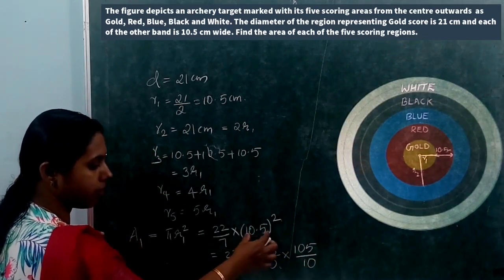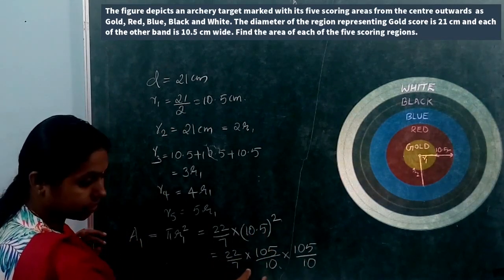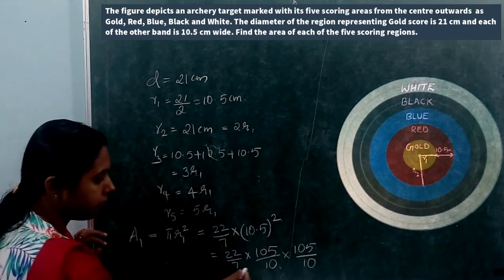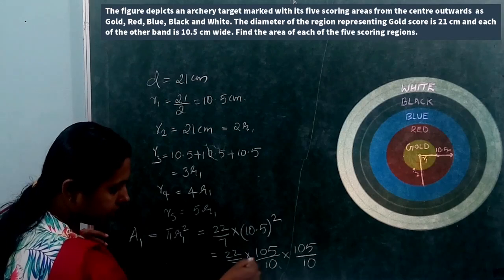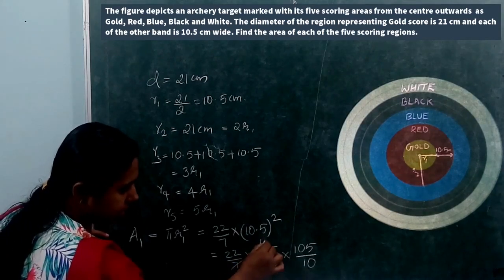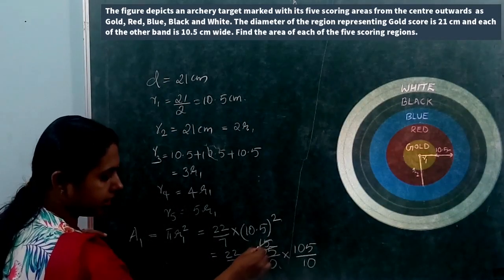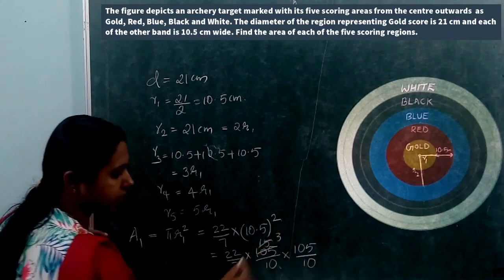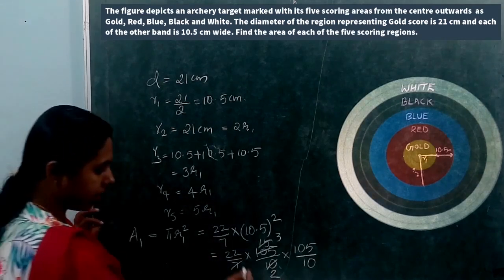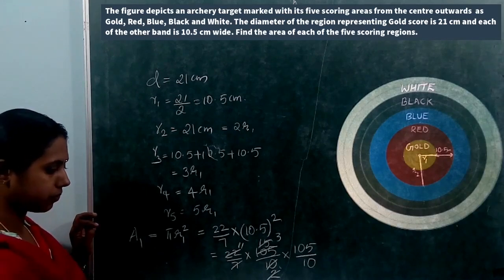10.5 whole square is 10.5 into 10.5. I write it in the form of fraction. Now it is decimal form, I change it to fraction form. Now when you solve this, you can see 105 in 7, how many times? 15 sevens are 105, and in 15 and 10, 5 is common factor, 3 5s are 15, 2 5s are 10. Again 1 2 is 2, 11 2s are 22.